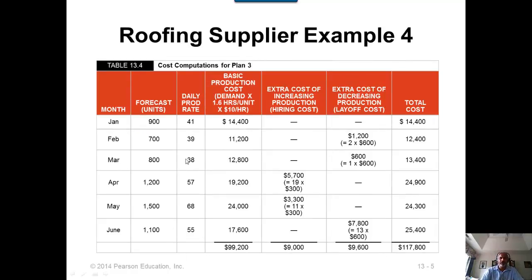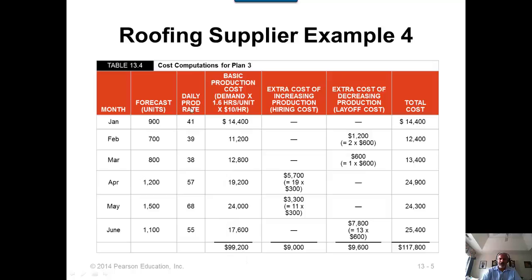So what we're going to do is produce exactly what is demanded. Okay, so here is the daily production rate that we calculated in previous slides. So we are not repeating that computation here. It will be like forecast divided by the number of days. So this is the daily production rate. Now you can multiply 1.6 hours per unit times $10 an hour. So you take 900 times 1.6 hours per unit times $10. And add them up, so that will give you your production cost.